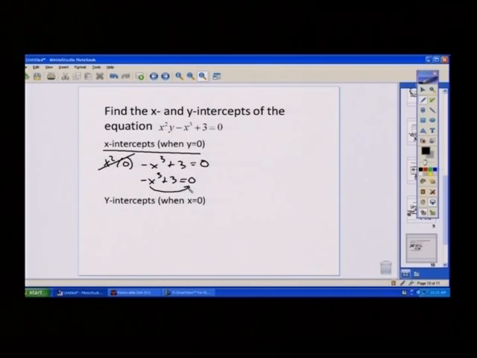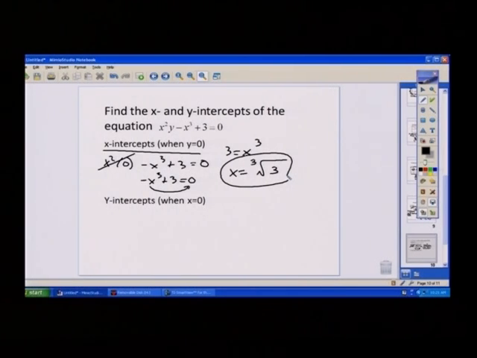I'm going to add over the x cubed. So 3 is equal to x cubed. And then x is going to equal, to get rid of the cubed, I'm going to take the cube root of 3. So this graph only has one x-intercept, and it's at the cube root of 3.